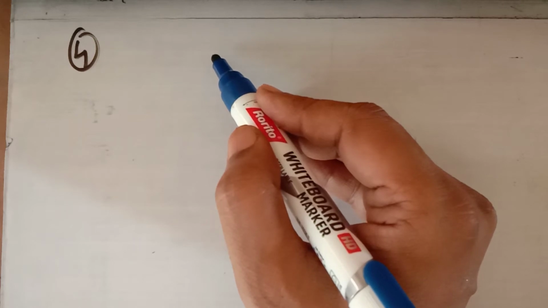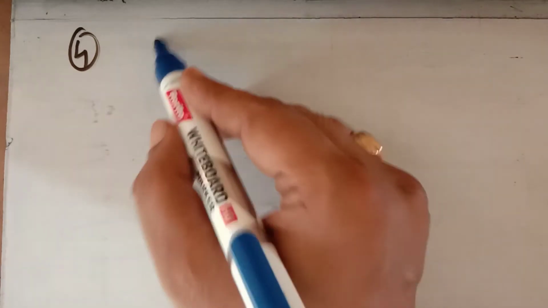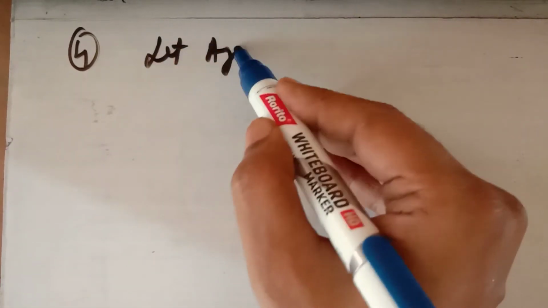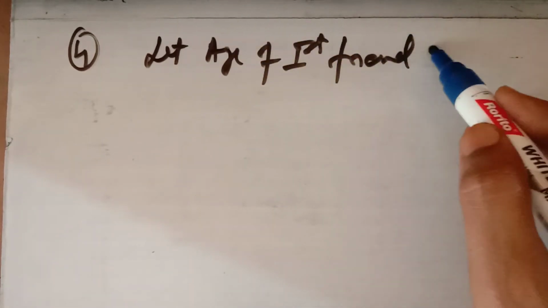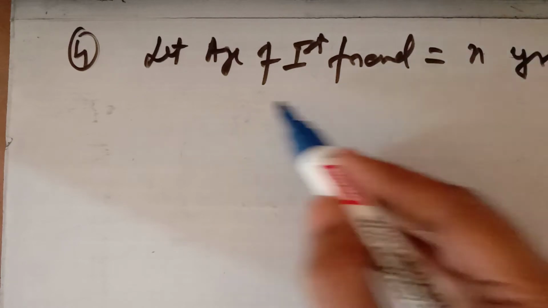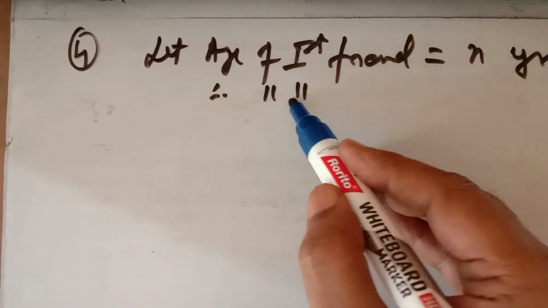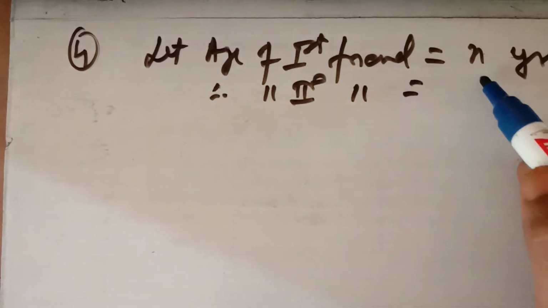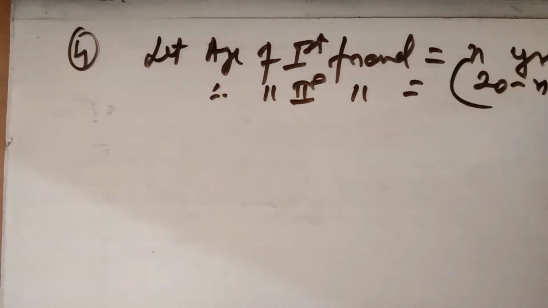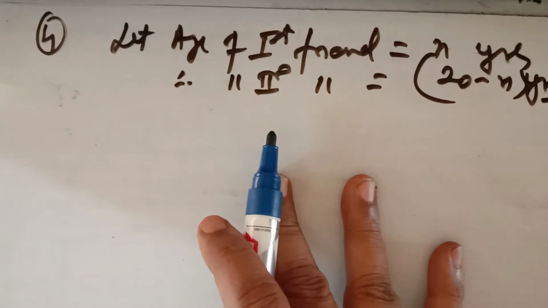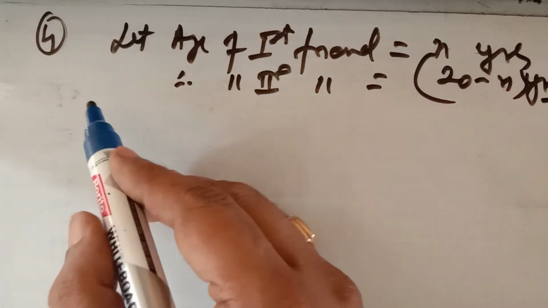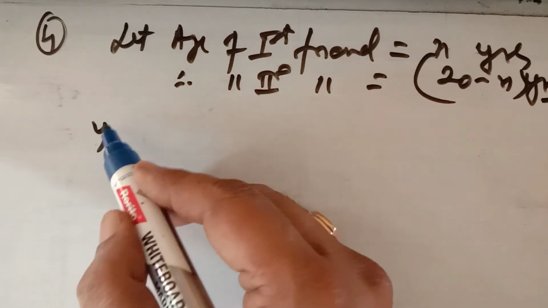Determine the present age. The sum of the ages of two friends is 20 years. So let the age of the first friend be x years. Therefore the age of the second friend will be 20 minus x, because the sum of their ages is given as 20. So let the age of one of the friends be x, then the age of the second friend will be 20 minus x.